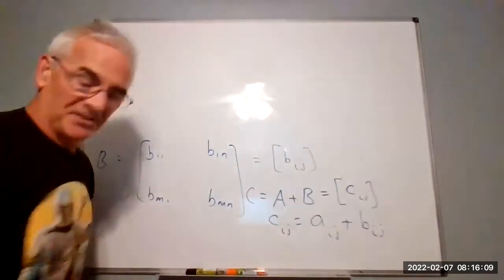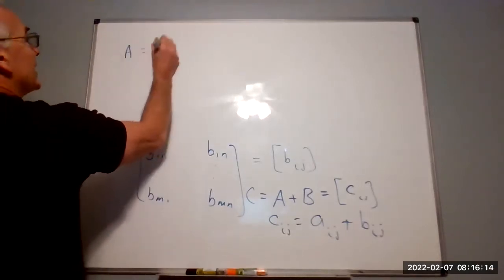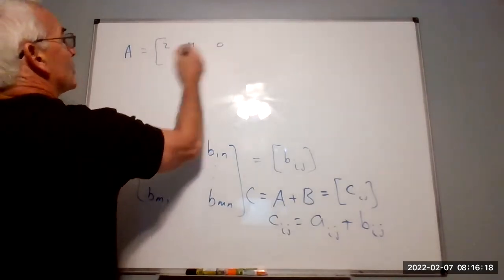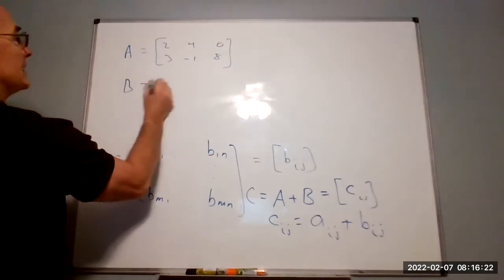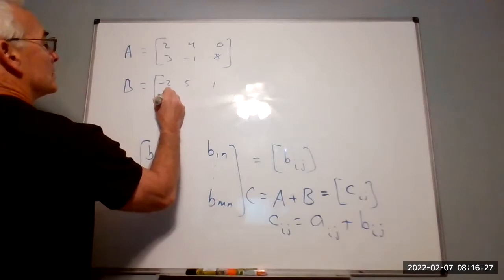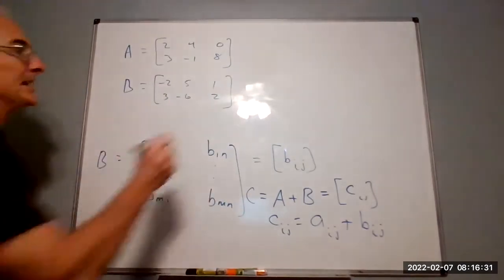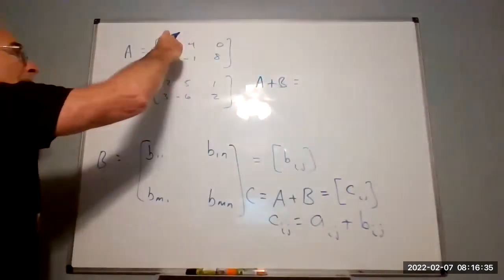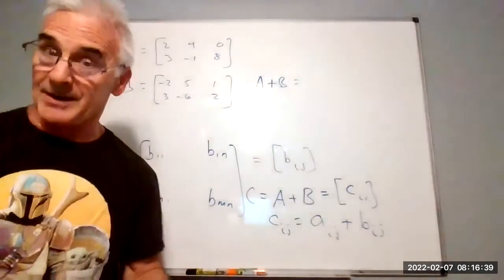I mean, this is not conceptually difficult at all. So if I have matrix A, let's say is 2, 4, 0, 3, -1, 8, and matrix B, let's say is -2, 5, 1, 3, -6, 2. Okay, then A plus B. Well, first of all, this is a 2 by 3 matrix. This is a 2 by 3 matrix. So this addition is defined.